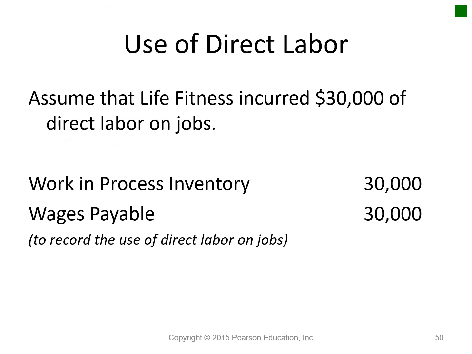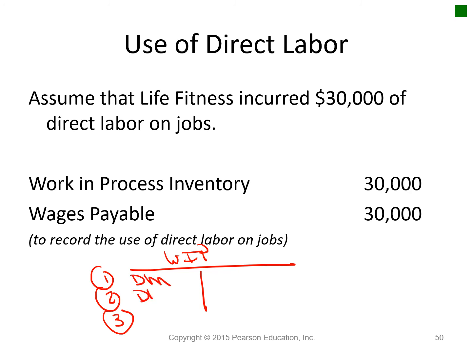Okay, next one is direct labor. Notice this is product cost number 2. And again, I'll draw the work in process T account. Remember, as a reminder, the 3 product costs that go in here are direct material, direct labor, and manufacturing overhead. This is the direct labor. It says it's $30,000. So we're going to debit work in process, and we're going to credit a payable account for $30,000.